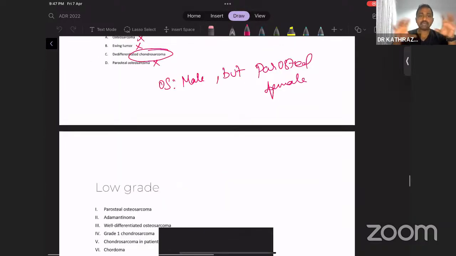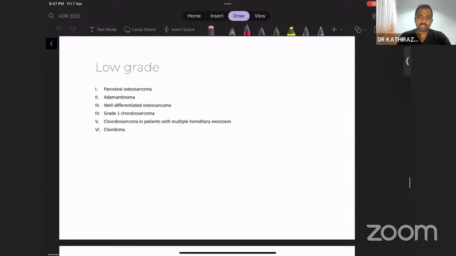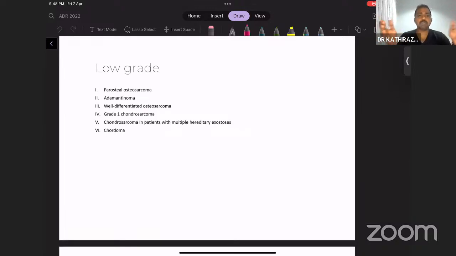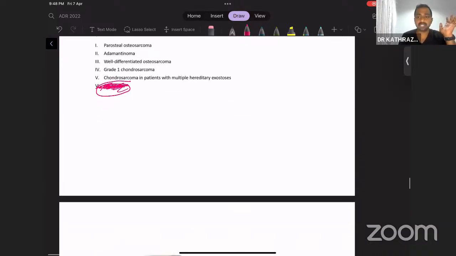Now, the low-grade tumors are parosteal osteosarcoma, adamantinoma, well-differentiated osteosarcoma, grade 1 chondrosarcoma in patients with multiple hereditary exostosis, chordoma. All these, no. Chordoma is not low grade. This is high grade, sorry. Chordoma is high grade.